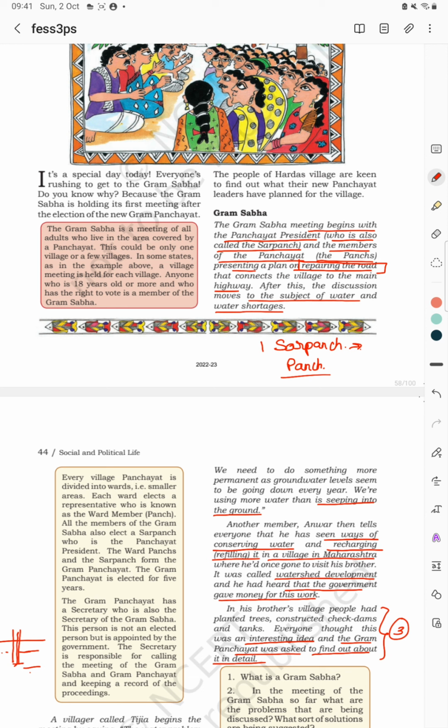So Gram Sabha is basically a meeting of all adults who live in an area covered by a panchayat. This could be only one village or a few villages. In some states, as in the example above, a village meeting is held for each village. Anyone who is 18 years old or more and who has the right to vote is a member of Gram Sabha, basically Panchayat.